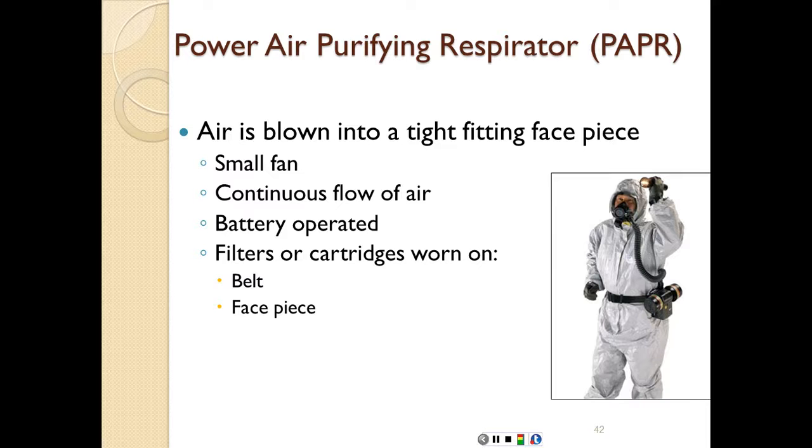The other type is the powered air purifying respirator. In this case, air is blown into a tight-fitting facepiece from this air blower here. So we have a small fan, a continuous flow of air. It's battery operated. Filters or cartridges are worn on either the belt, like here, or on the facepiece itself. So that's going to be a powered air purifying respirator, or PAPR.